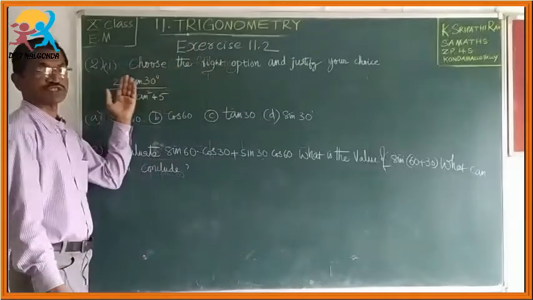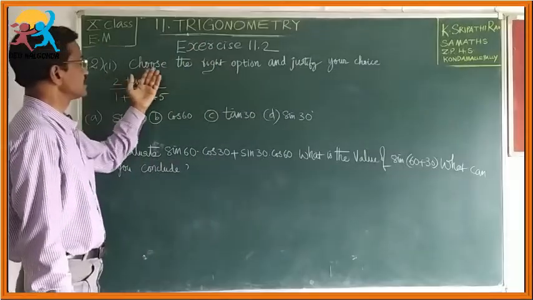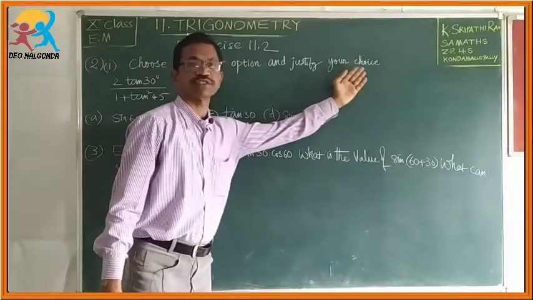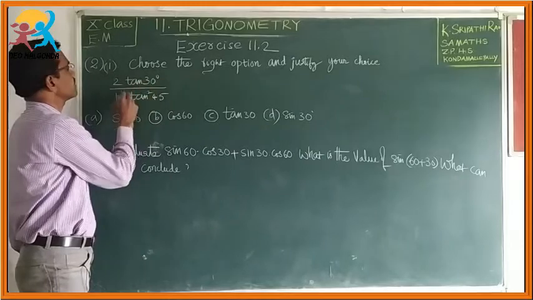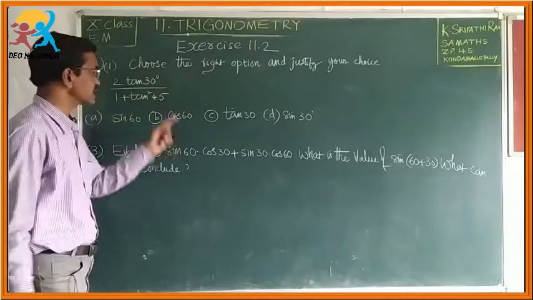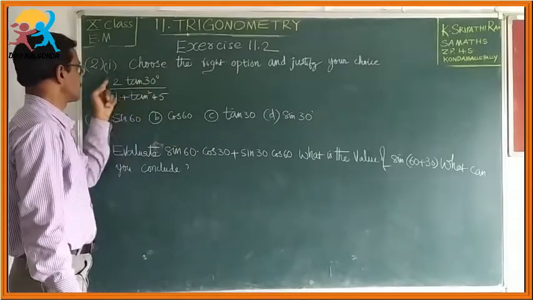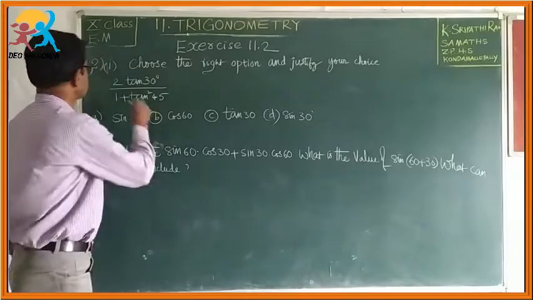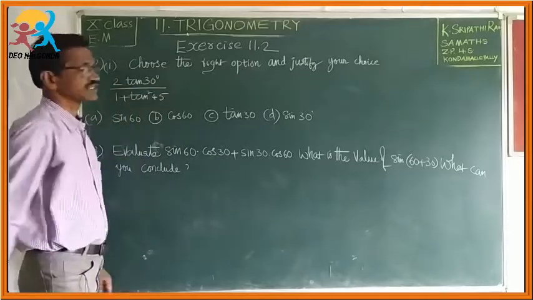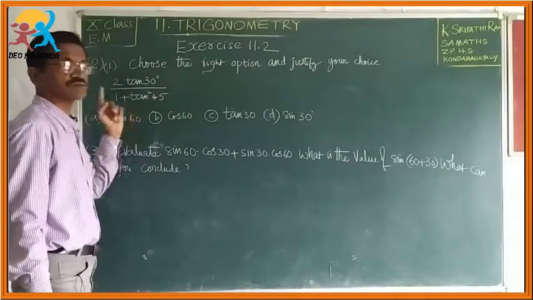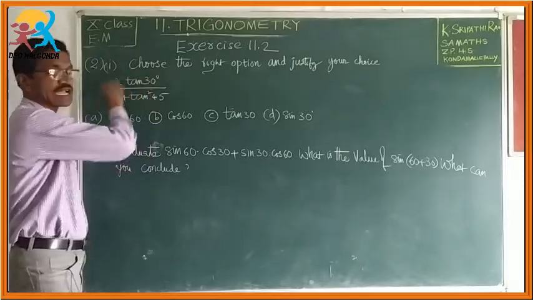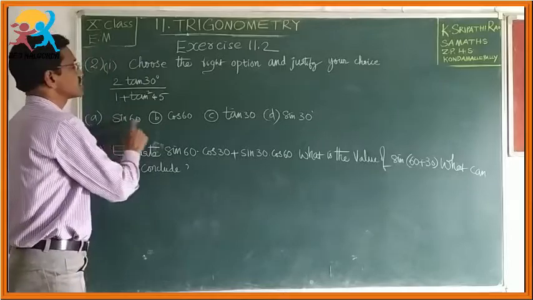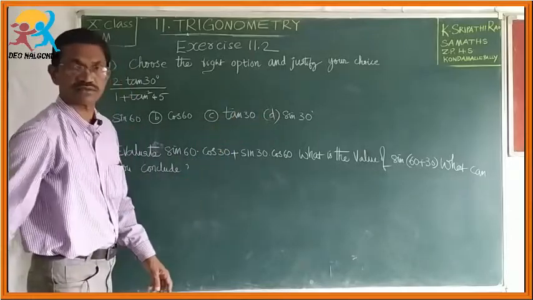Now let us solve this question. Second bit, first one: choose the right option and justify your choice. There is a question here: 2 tan 30 by 1 plus tan square 45. What is the value of this trigonometric fraction? Let us first find the value of this total fraction, then we have to select the correct option from these.